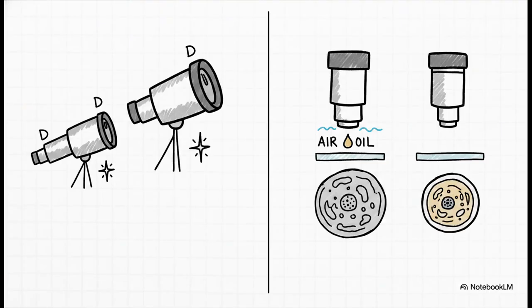So how do we get better resolution? How do we see more clearly? Well, for a telescope, the answer is pretty straightforward. Just build it bigger. A larger diameter lens or mirror gathers more light, and that means better resolution. For a microscope, there's a really clever trick. You can use a medium with a higher refractive index, which is just a fancy way of saying something that bends light more. By putting a tiny drop of special oil between the lens and the slide, you can capture more light and, you guessed it, improve the resolution.